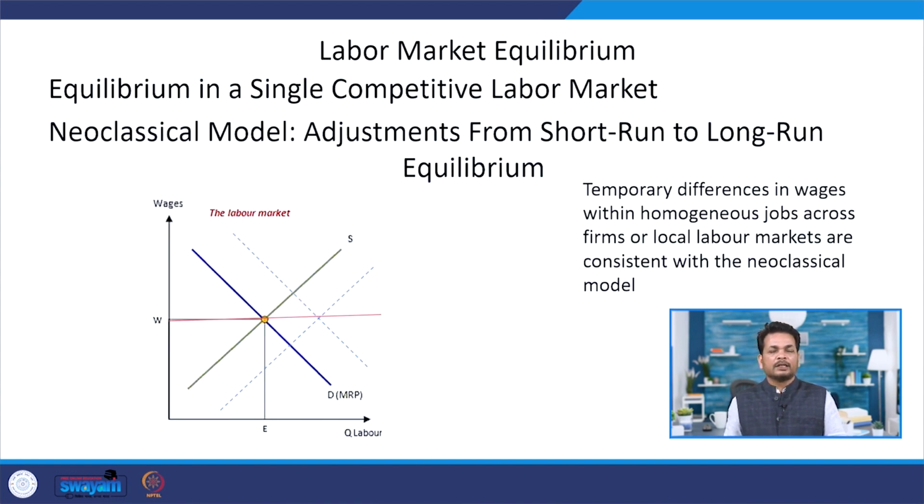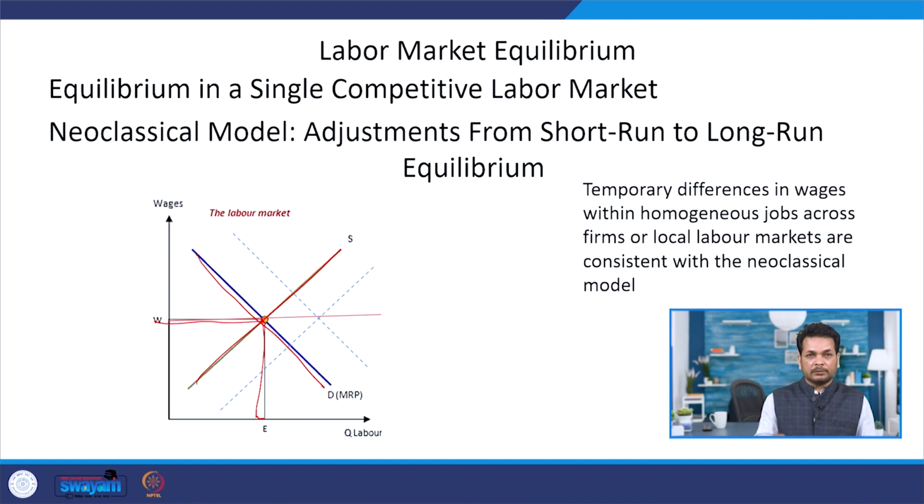Now, the neoclassical model says that there could be some temporary differences in wages within homogeneous jobs across the farms or within local labor markets. But in the long run they will tend to adjust towards the wage rate; there will be a long run adjustment. Now, the economy is at equilibrium with W wage rate and E employment level, with this demand function and this supply function.